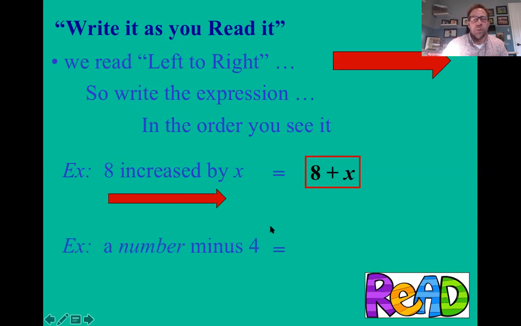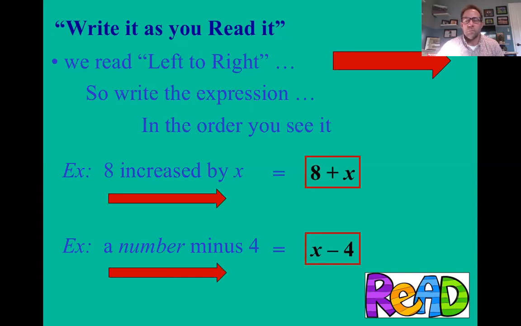Let's try another one. A number minus 4. Well, we don't know the number, so we can use a variable. So our variable will come first and then minus 4. So for example, that would be X minus 4, or we could use another variable in for a number. Okay, so we're translating from left to right. Okay, so that's the general rule. Write it as you read it.